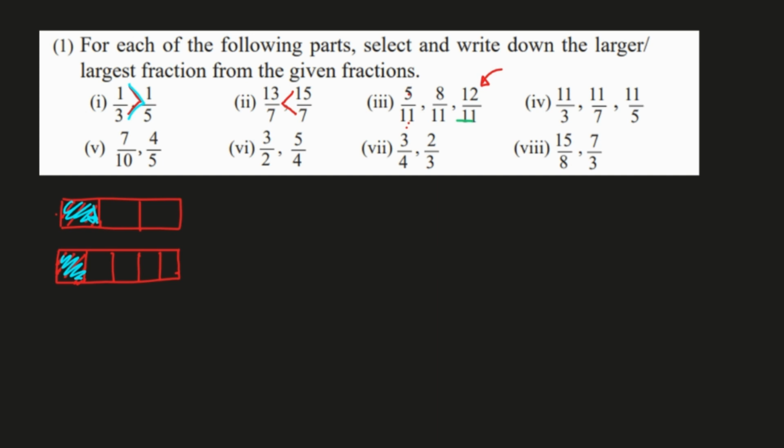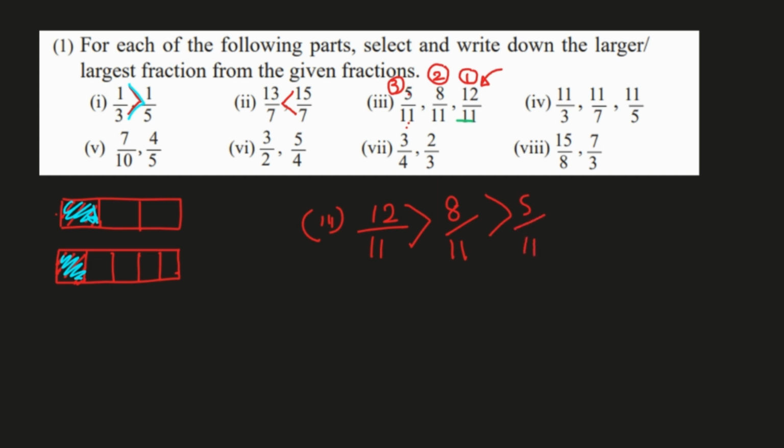So now what we are doing, we are comparing the numerators. So what is the largest numerator? That is 12. So this fraction will be the largest fraction. Then the second largest numerator is this one, it's 8. And the smallest numerator is 5, and it is this. So we can write that 12 upon 11 is greater than 8 upon 11, and 8 upon 11 is greater than 5 upon 11. This is the third question.